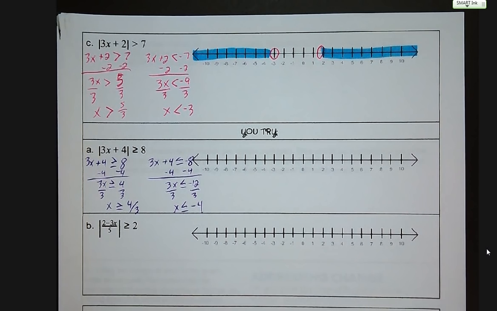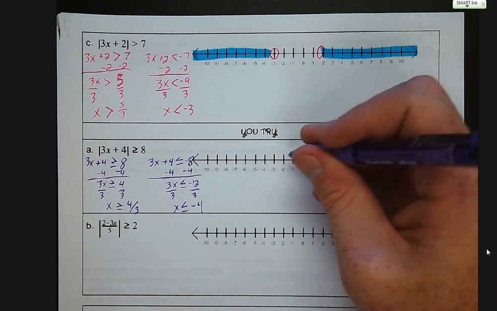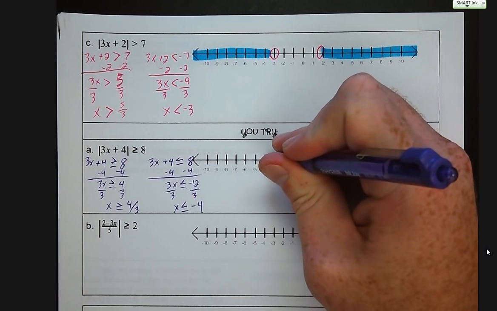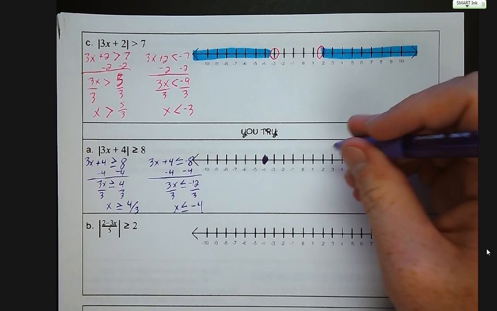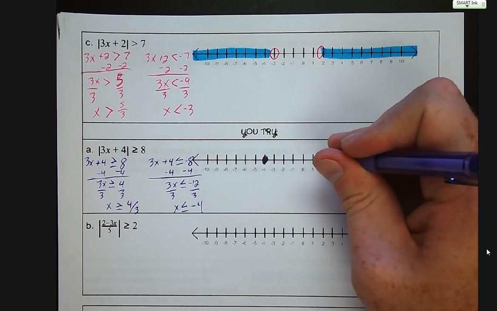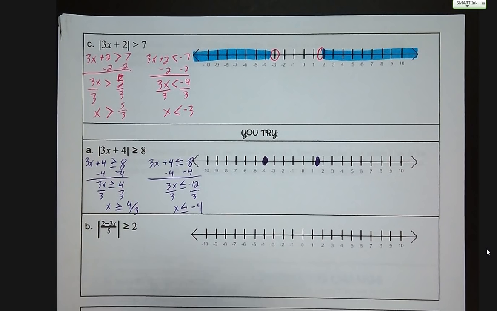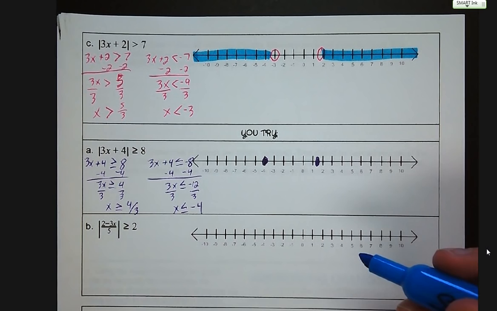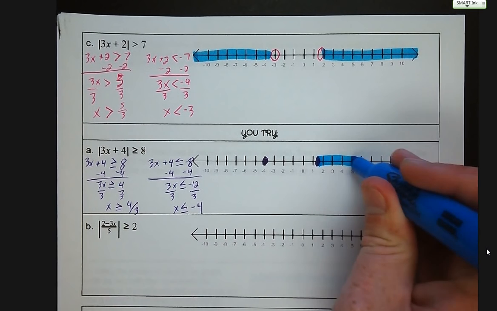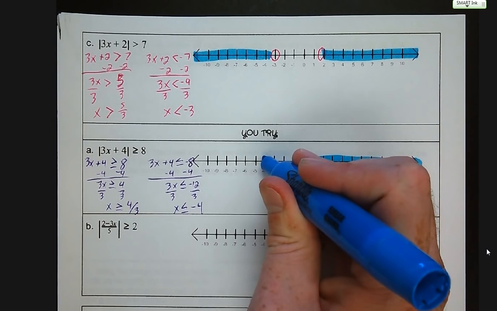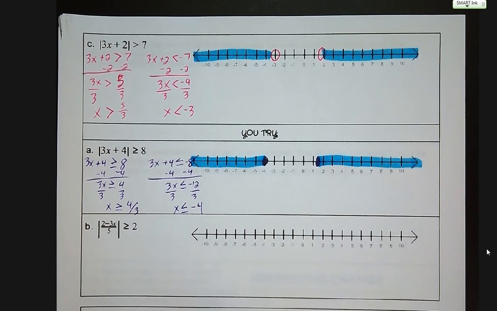So now we have a closed dot at -4, and we have a closed dot at 4/3. And we are going to shade both of these to the outside. So to the right for the 4/3 and to the left for the -4. All right.